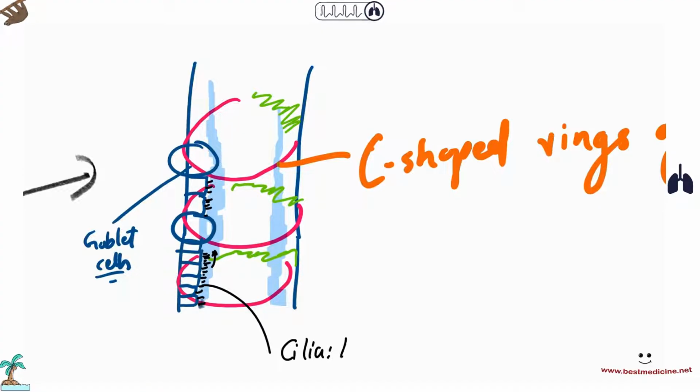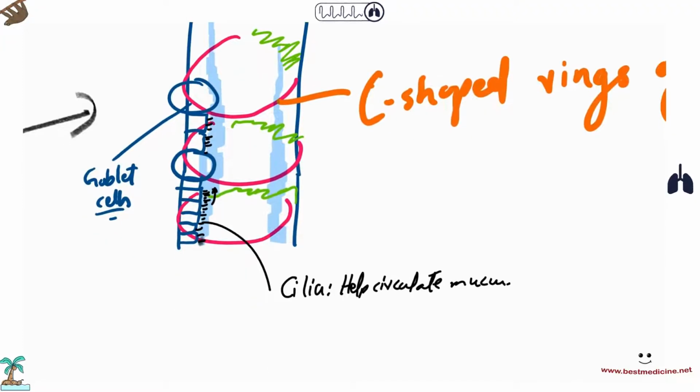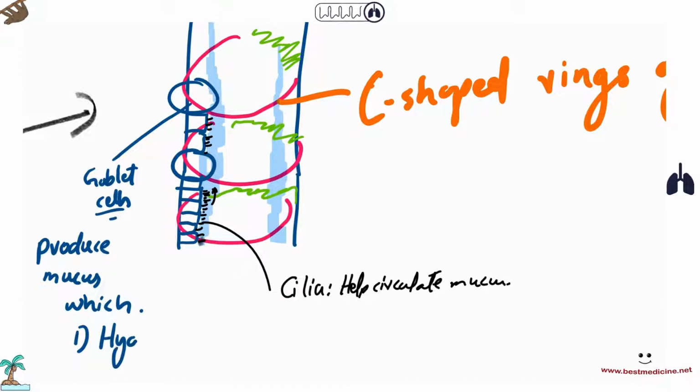The cilia help circulate mucus. And again, what do the goblet cells do? They produce mucus, which, number one, hydrates air because you don't want dry air to go into your lungs. And number two, traps any dust particles and bacteria.